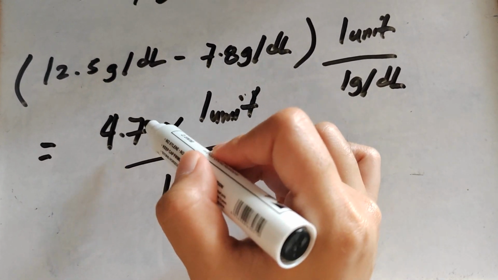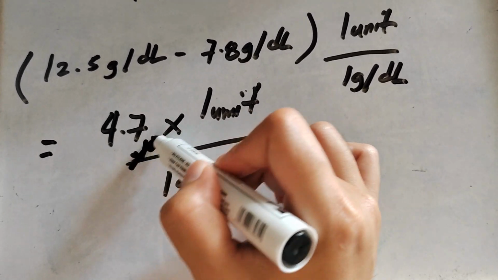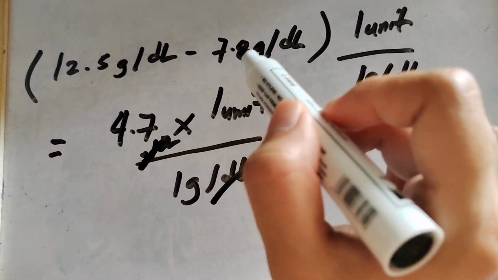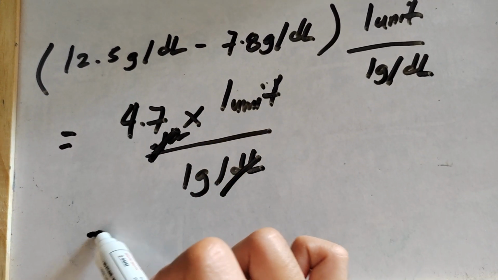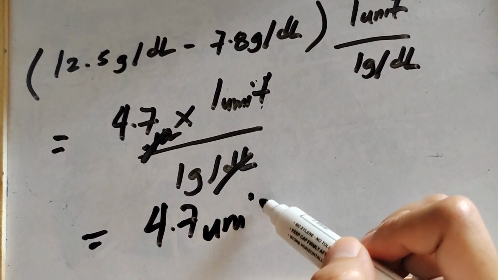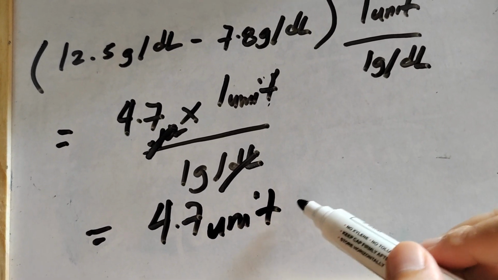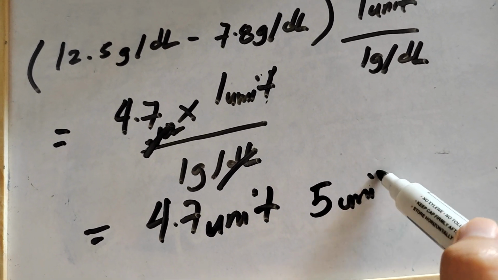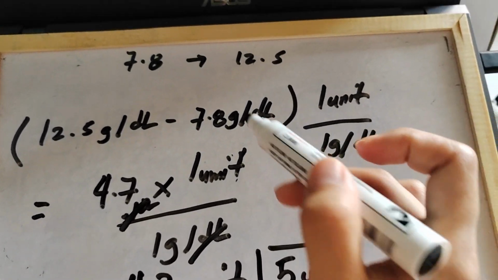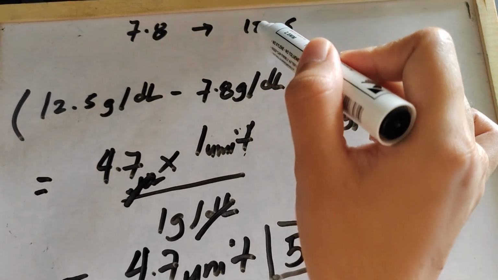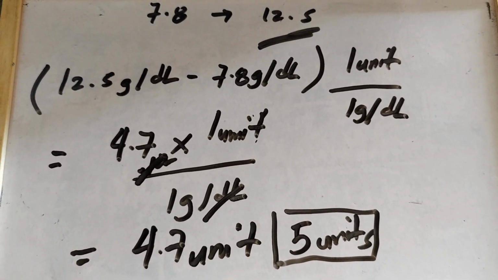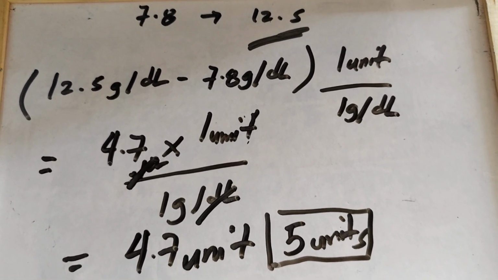Sorry, I forgot, it's gram per deciliter here. So cancel out this one, cancel out this one. 4.7 times 1 is 4.7, divided by 1 is still 4.7. What remains is the unit: 4.7 units, or round up to 5 units. This is the final required units to obtain your goal of 12.5 grams per deciliter. That's how you would compute it.